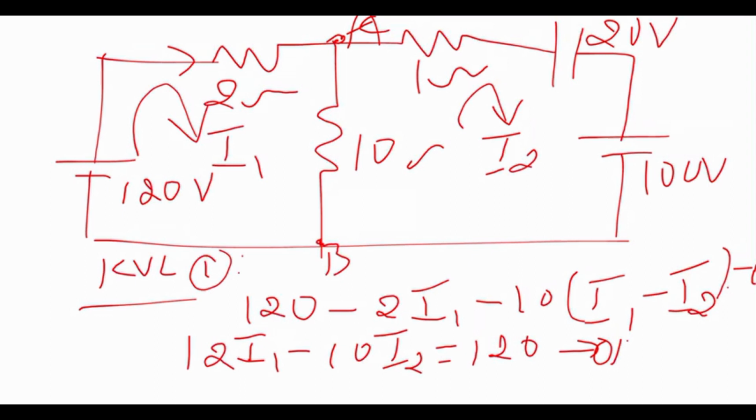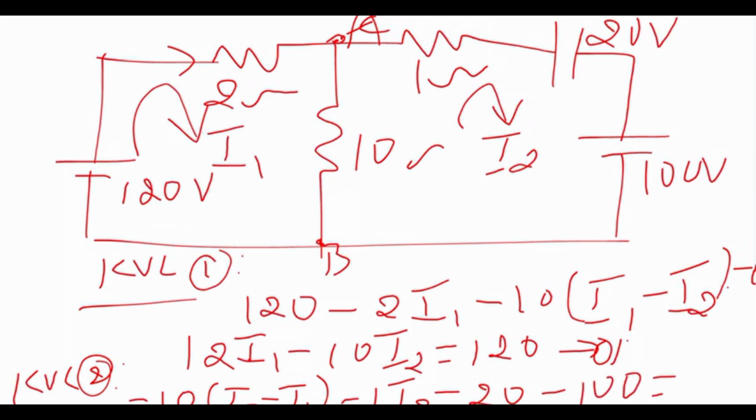Similarly, if you write the KVL for the second equation, here I will start with the 10 ohm resistor, drop is always negative, minus 10. Since we are writing the loop equation for the second loop, it will be I2 minus I1, minus 1 I2. Plus to minus we are considering, so it will be minus 20. Again plus to minus we are considering, so it will be minus 100 will be equal to 0.